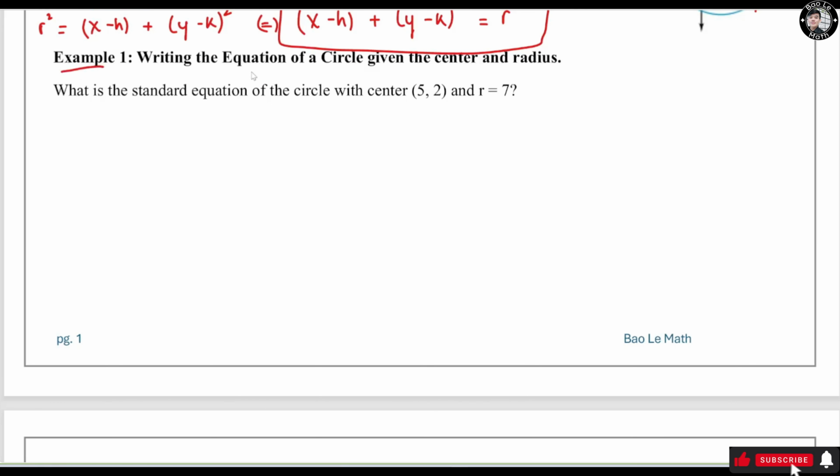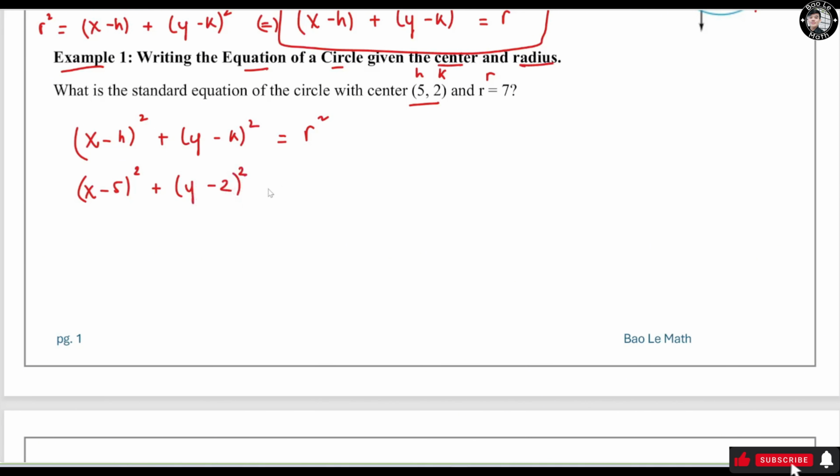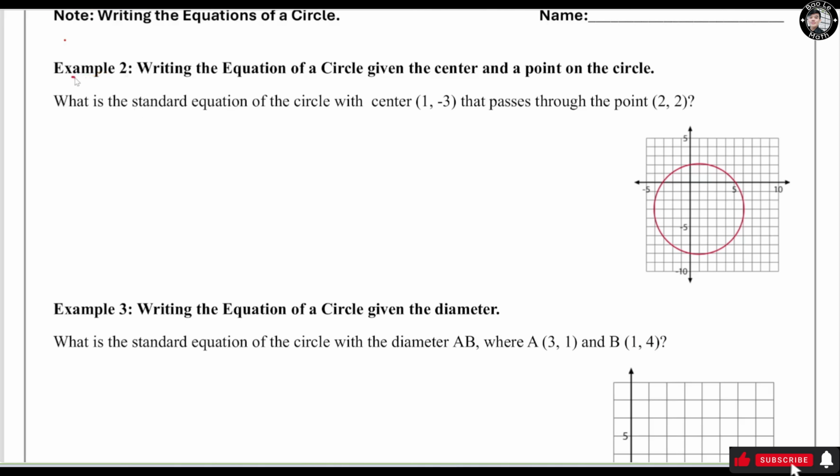Now example number 1. We're going to write the equation of a circle given the center and the radius. Center right here, radius right here. Since the center is not at the origin, we're going to use the formula x minus h altogether squared plus y minus k altogether squared equals r squared. And this guy is actually h and k. This is the radius. Substitute into the equation right here. So we're going to end up with x minus 5 altogether squared plus y minus 2 altogether squared equals 49. Now let's move on to example number 2.